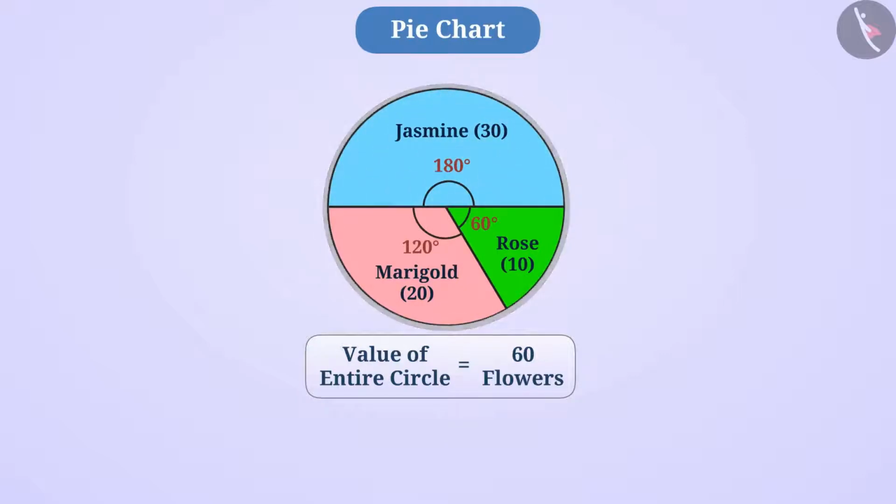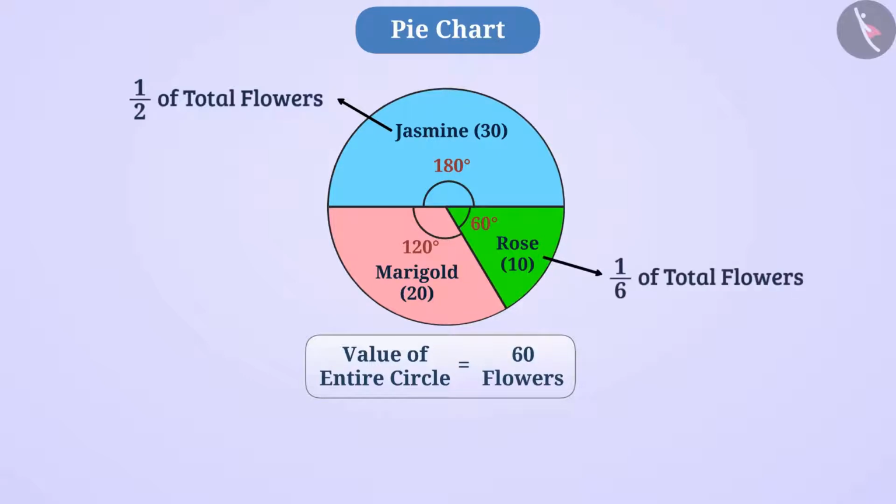For example, 30 jasmine flowers are 1 by 2 of the total 60 flowers. Likewise, 10 roses are 1 by 6 part of the total number. And 20 flowers of marigold are 1 by 3 of the total number of flowers.